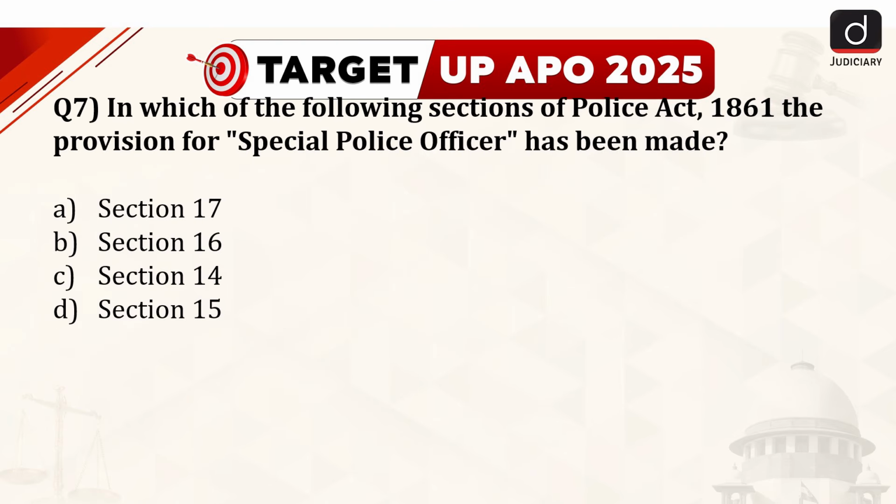Question number 7. In which of the following sections of the Police Act 1861 has the provision for special police officer been made? Option A, Section 17, option B, Section 16, option C, Section 14, and option D, Section 15. The correct answer is option A.